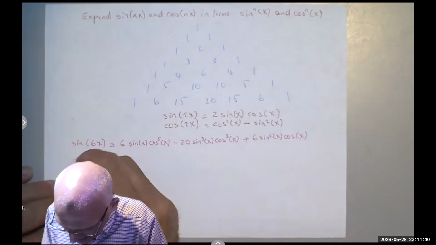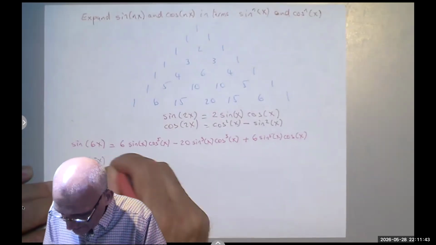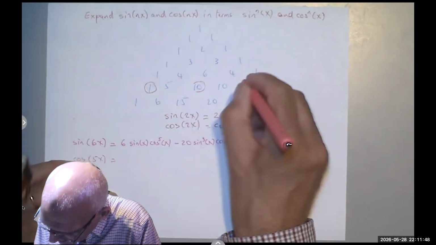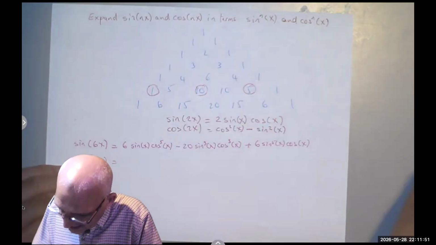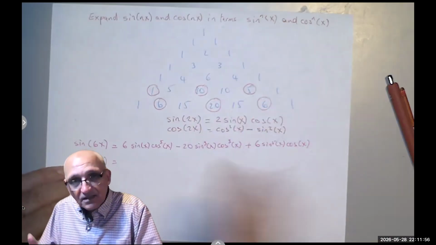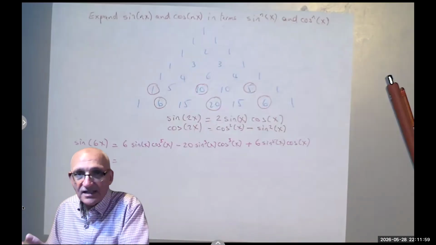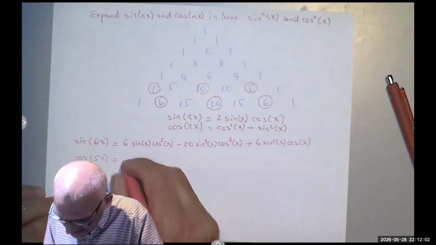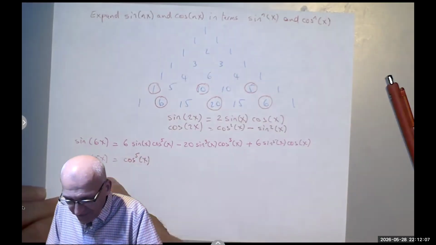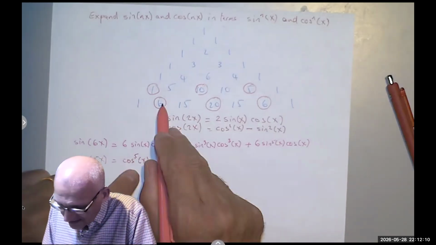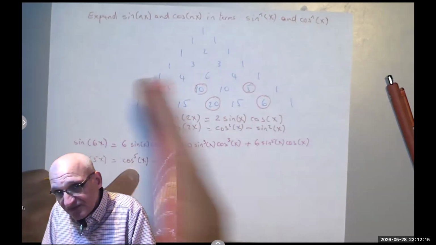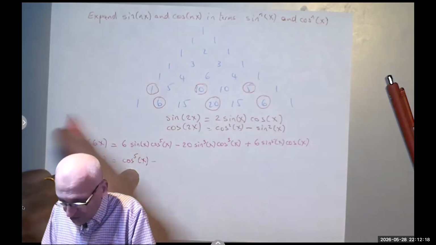Let's say cosine 5x. I start with the first element, then the third, then the fifth, right? For the sine, I started with the second, then the fourth, then the sixth. Even, odd. Odd with cosine, even with sine. The first one is cosine to the 5th of x. They match, 5 and 5. Then I skip 2. So it would be minus. Notice it's always positive, negative, whether I'm doing sine or cosine.